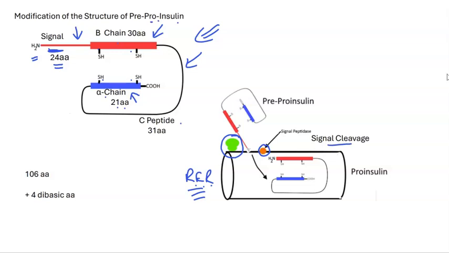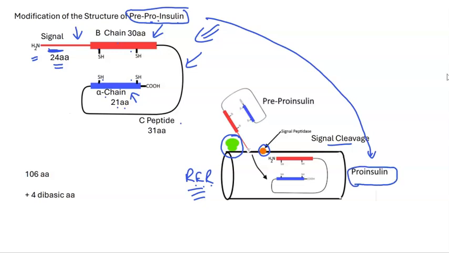called signal cleavage. And so our pre-proinsulin has the signal removed, so that in the rough endoplasmic reticulum, we now have proinsulin. So the first step is the movement from the cytoplasm into the endoplasmic reticulum, the breaking off of the signal of 24 amino acids, and we're now at proinsulin levels.